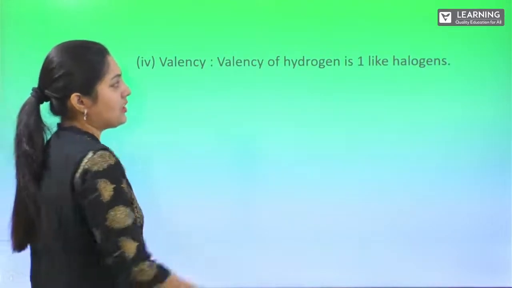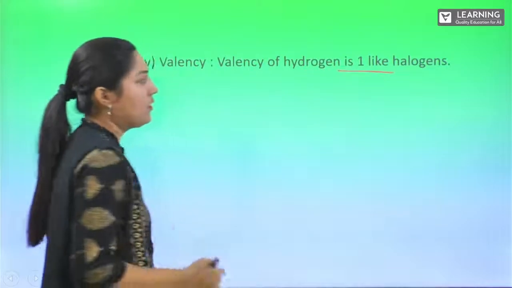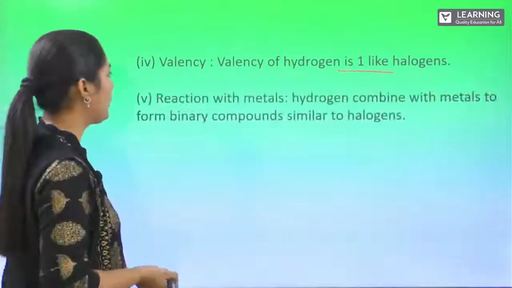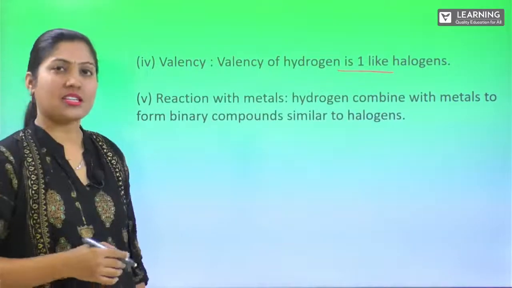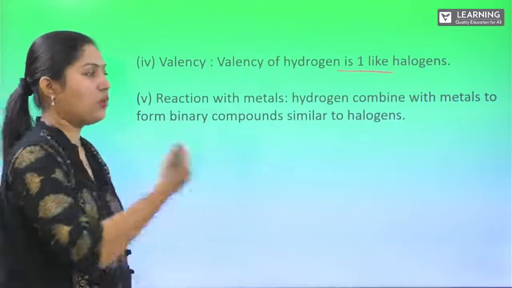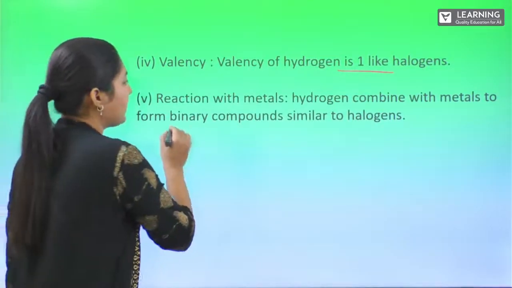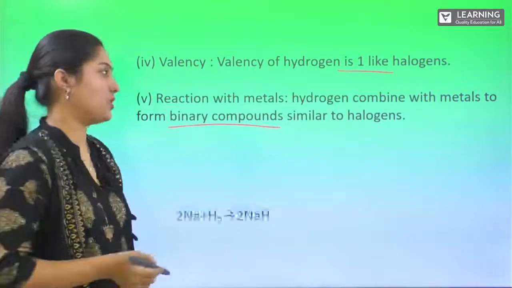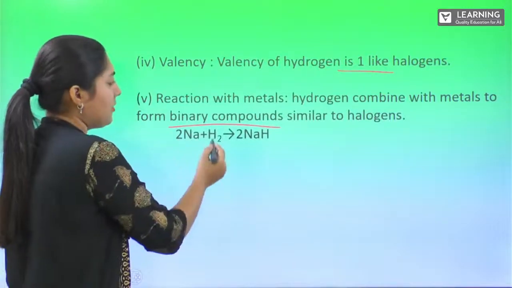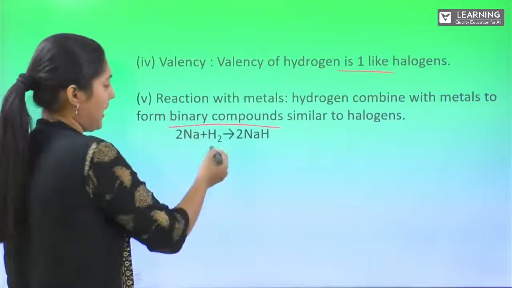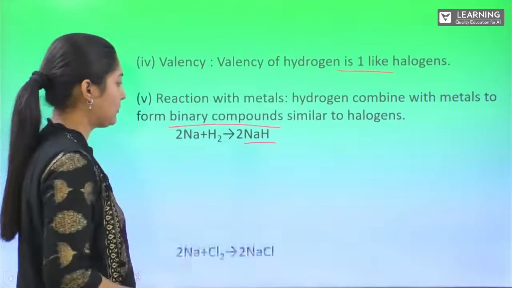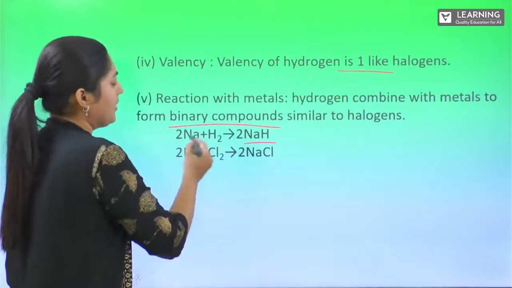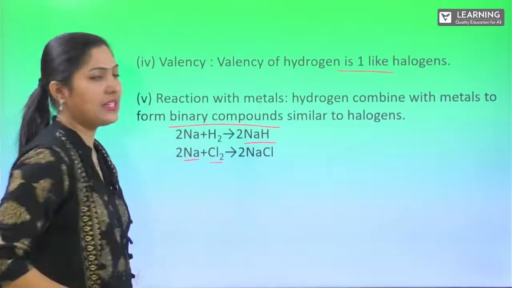Valency of hydrogen, as we saw, it will be -1 like halogens also. Reaction with metals, just now we saw hydrogen combined with metals to give binary compound similar to that of halogens. So Na reacts with dihydrogen to give NaH, where Na reacts with Cl to give NaCl.